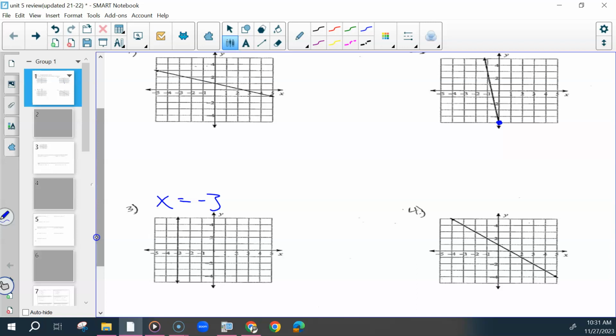For the parallel and perpendicular, if it's asking you, are these parallel, perpendicular, or neither, and they're all in slope-intercept form, there's no work to really be shown. But if you have to solve any equations or write the equation of a line and have to solve to find it, sure. Great, next page.